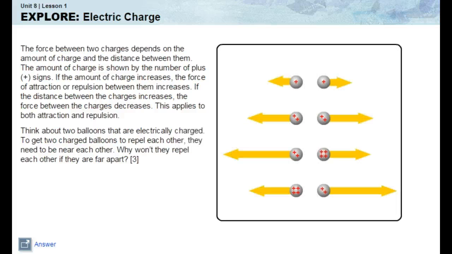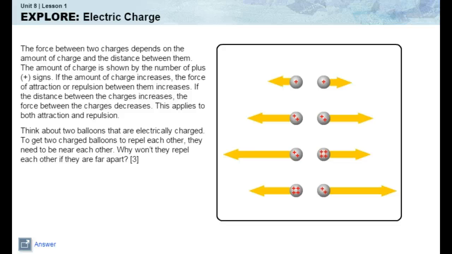So let's move on here. The force between two charges depends on the amount of charge and the distance between them. The amount of the charge is shown by the number of plus signs. If the amount of charge increases, the force of attraction or repulsion between them increases. If the distance between the charges increases, the force between the charges decreases.